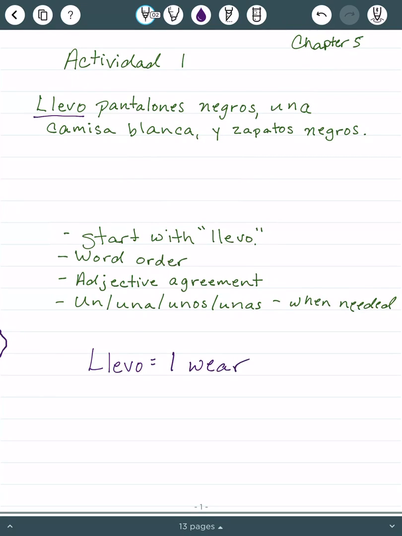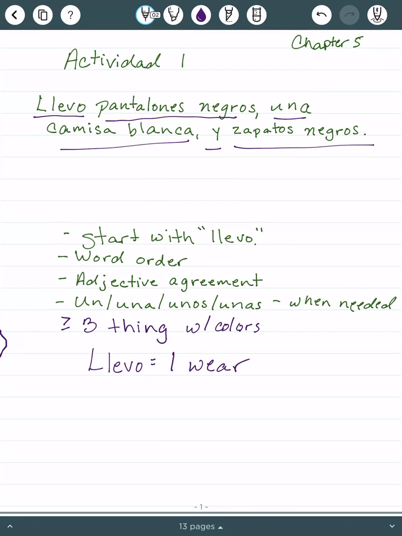So we're going to start off with I wear, and then you are going to list at least 3 things that you would wear to these places. So I wear, and you do need to include colors. 3 things with colors. So we have I wear black pants, a white shirt, and black shoes. Now keep in mind we are starting with llevo.